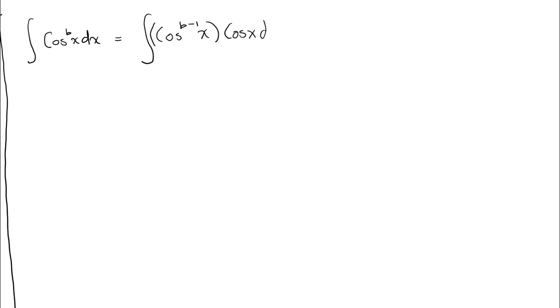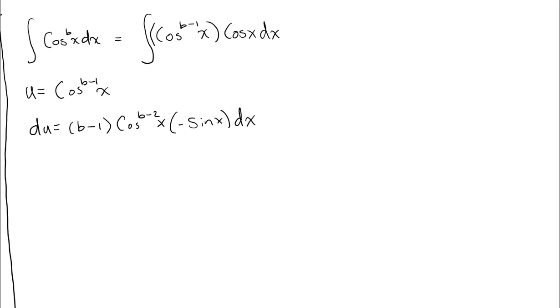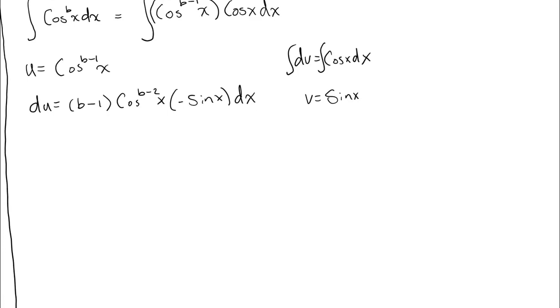And now that we've written this integral as the integral of a product, we can easily apply our integration by parts. We allow u to equal cosine to the power of b minus 1 of x. du is then equal to, well, we bring the exponent out front, b minus 1 cosine to the b minus 2 of x times the derivative of cosine, which is negative sine of x, dx. Now we're going to allow our dv to equal cosine of x dx. And if we integrate both sides, then we get v is equal to, well, the integral of cosine of x is sine of x.